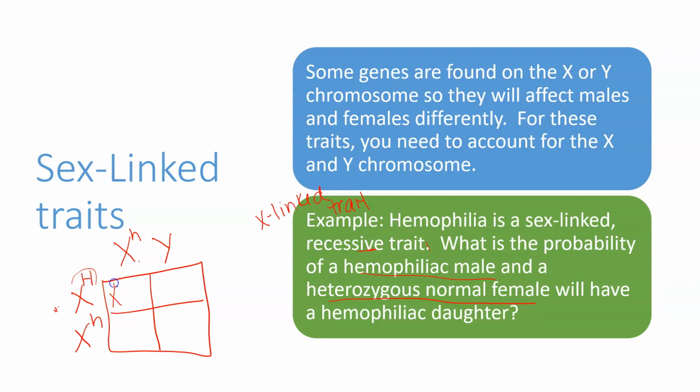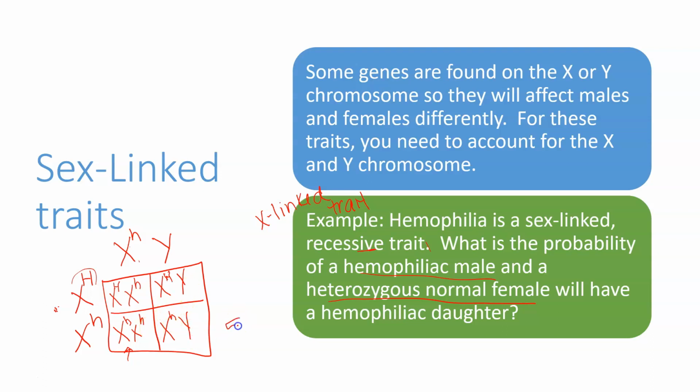So here's X big H. Here's X little h. We'll do the girls first, the daughters. This is going to be X little h. This will be X little h. This daughter will have hemophilia. Look at the Y's, the boys that will be produced, right? You've got XY, X big H. So this son will not have hemophilia. This son, X little h, will have hemophilia.